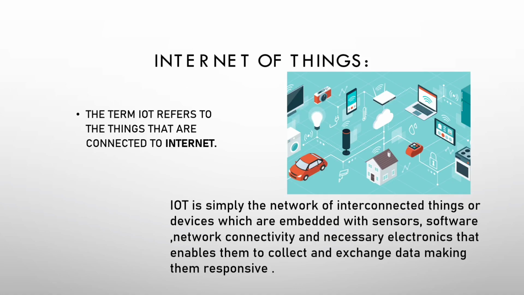The term IoT refers to things that are connected to the internet. IoT is simply the network of interconnected things or devices which are embedded with sensors, software, network connectivity, and electronic devices that enable them to collect and exchange data, making them responsive.